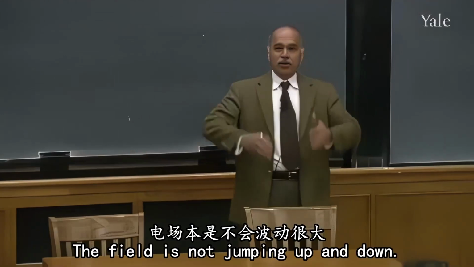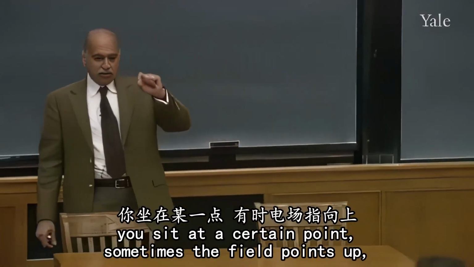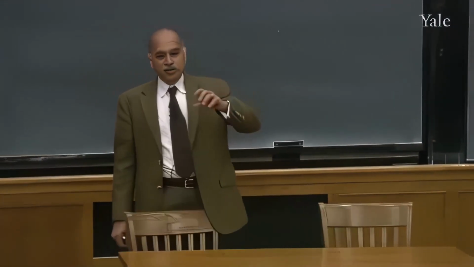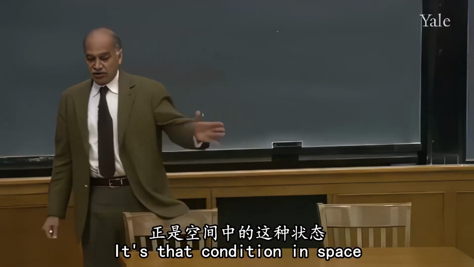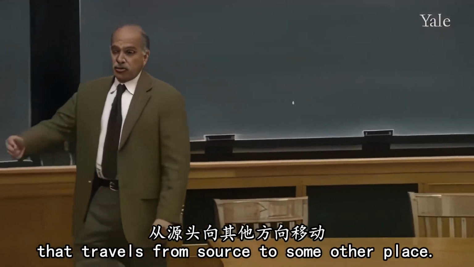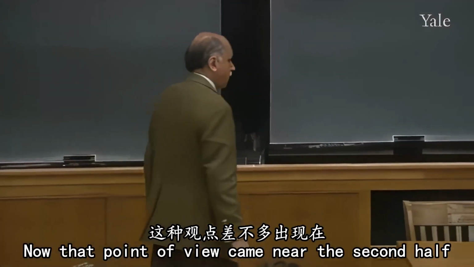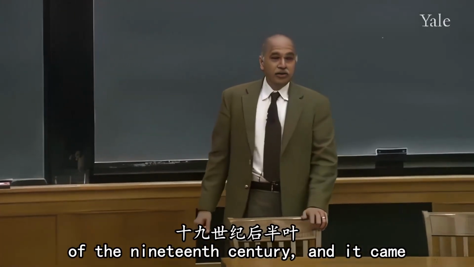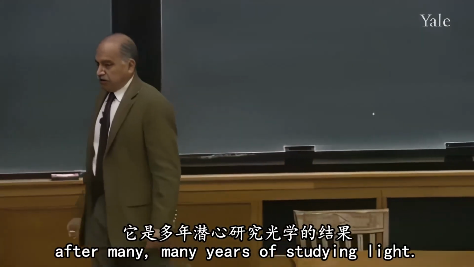The field is not jumping up and down. The field is a condition at a certain point. If you sit at a certain point, sometimes the field points up, sometimes it points down, it's strong, it's weak, and you can measure it by putting a test charge. It's that condition in space that travels from source to some other place. Now, that point of view came near the second half of the 19th century, and it came after many, many years of studying light.